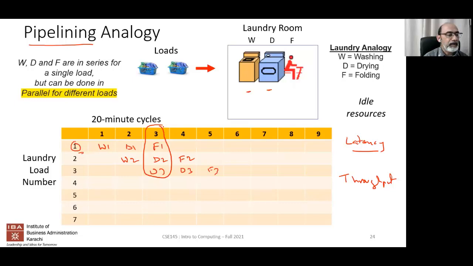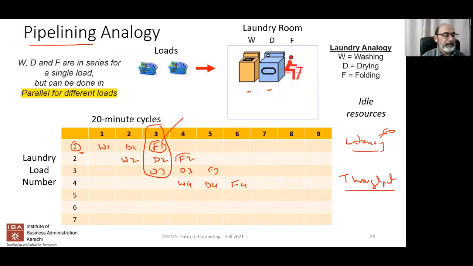Twenty minutes for one cycle. So the latency for it to get through the entire laundry room, the washing, drying, and folding cycle, all three cycles, is 60 minutes. So the latency is going to be 60 minutes, but once the system is full, what's the throughput going to be? The throughput is basically the rate at which things are coming out. So once this is full and you're going full throttle, so to speak, W4, dryer 4, folding 4, and so on, then at this point, this comes out.